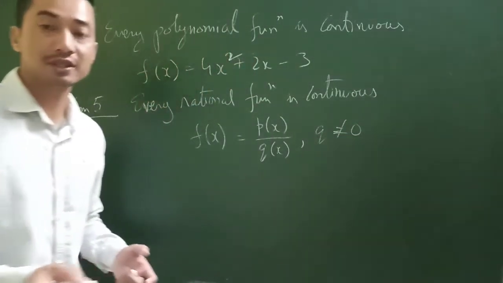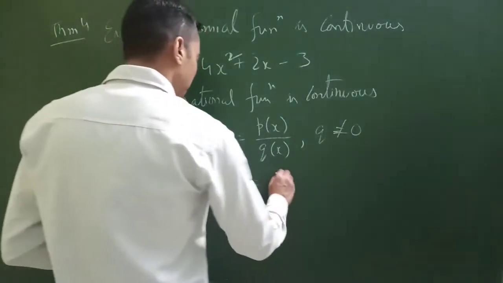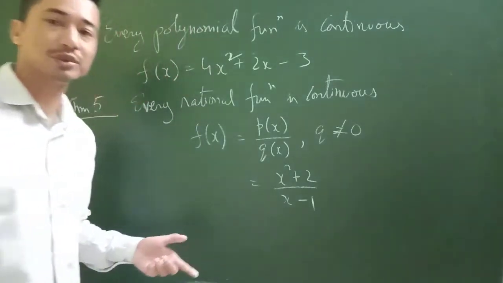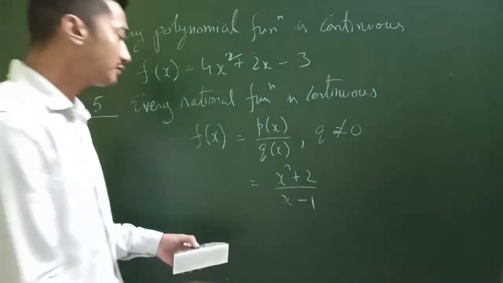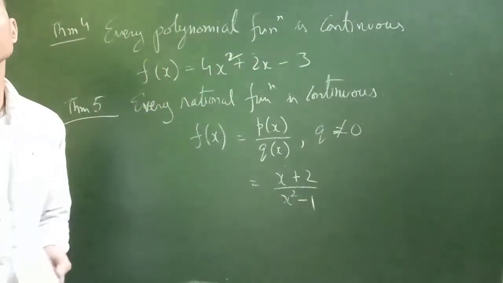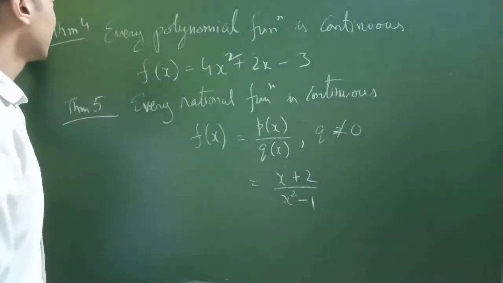We all know what happens if denominator turns out to be 0, it becomes undefined, isn't it? So maybe like x squared plus 2 by x minus 1. So you don't have to prove. This is a rational function, or maybe something like x plus 2 divided by x square minus 1. So this is a rational function which will definitely be continuous.